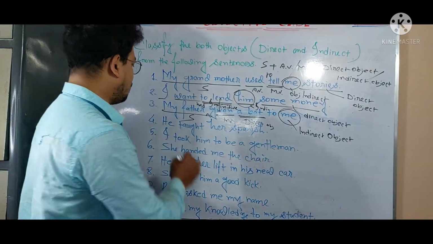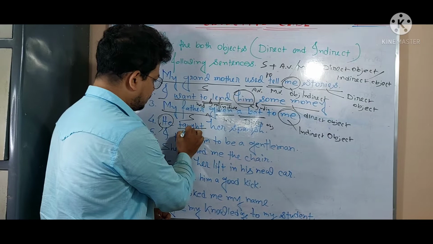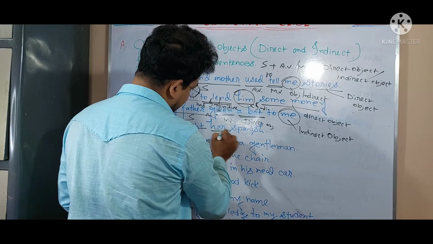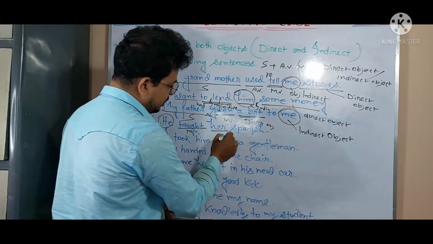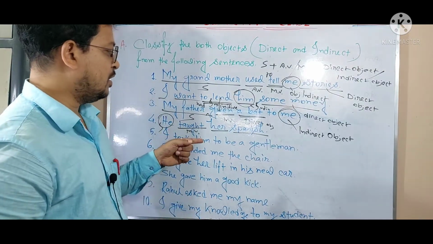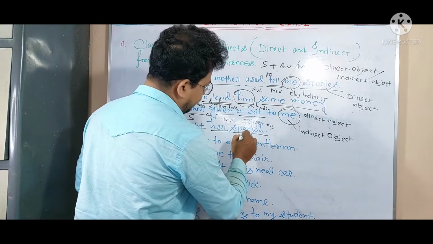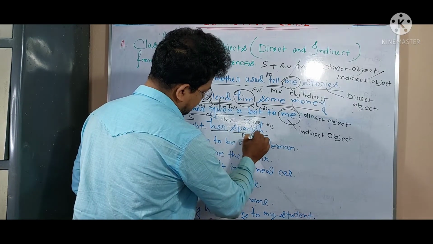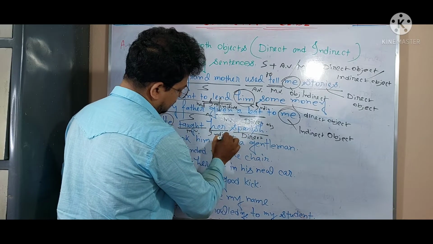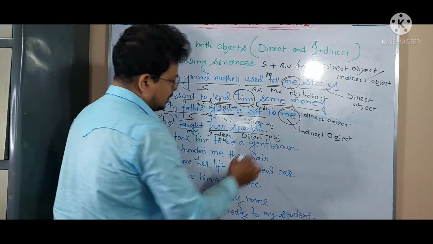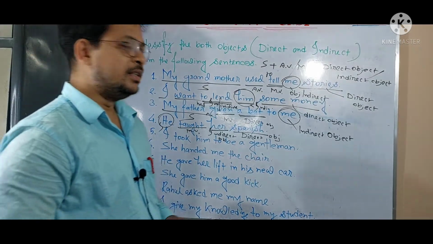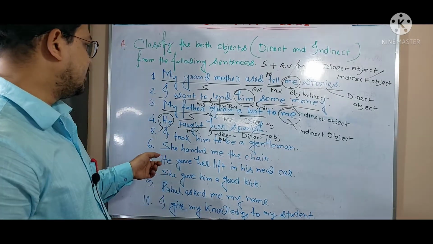Similarly, number 4: he taught. The he is the subject, taught is the main verb, and her is human, and Spanish. He taught her Spanish. Spanish is one language, so it would be direct, and her will be the indirect object, because her is a human being, so it will be indirect, and Spanish is a language, this is why it will be direct.